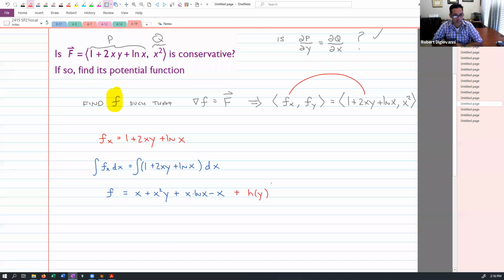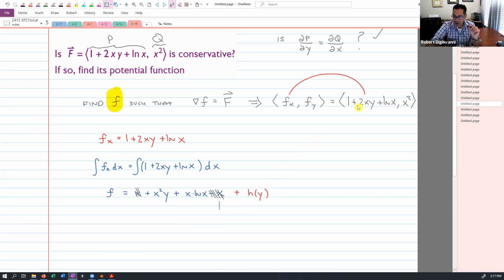Okay. So what we have so far is we have little f. This is what little f is. Oh, you know what? Those x's cancel. Okay. We have a little f, but we're off by a function of y at the most.